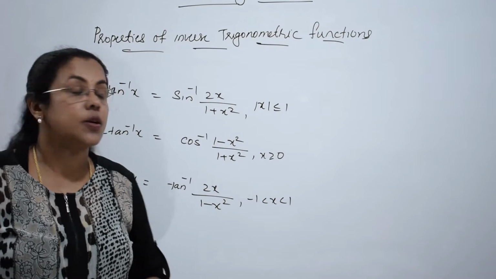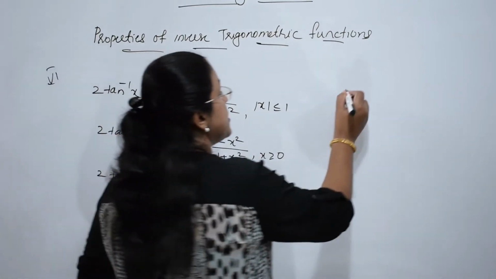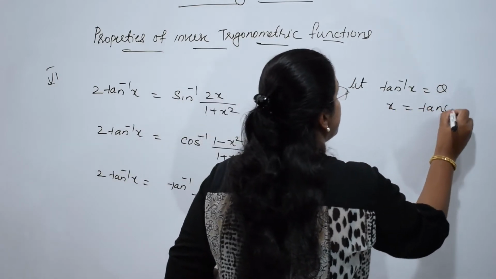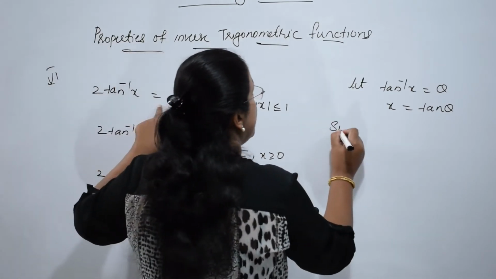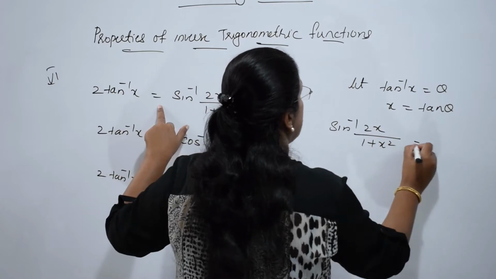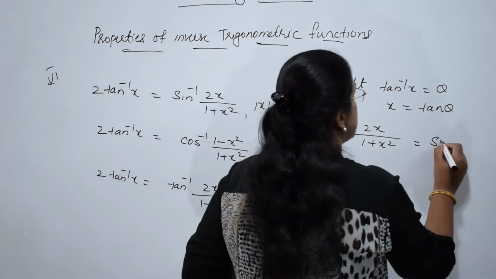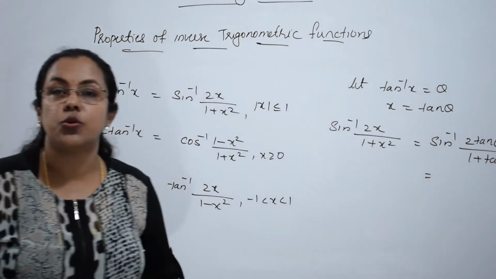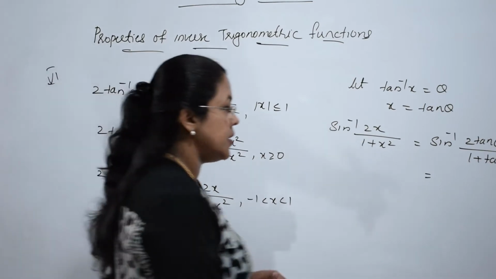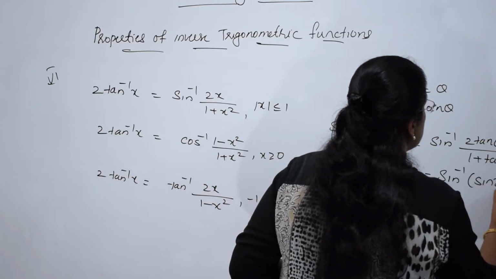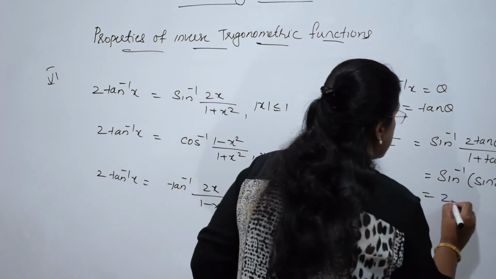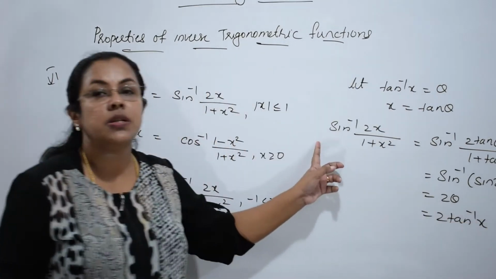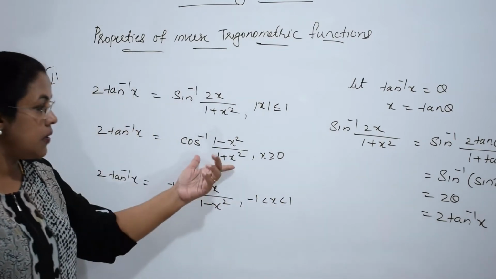First one, 2 tan inverse x is equal to sin inverse 2x upon 1 plus x square. How to prove this? Let tan inverse x is equal to theta, then x is equal to tan theta. Take the right hand side. Sin inverse 2x upon 1 plus x square can be written as, in place of x, write tan theta. Sin inverse 2 tan theta upon 1 plus tan square theta. You have learned last year 2 tan theta upon 1 plus tan square is nothing but sin 2 theta. So we can write it as sin inverse sin 2 theta, that is equal to 2 theta. What is theta? Tan inverse x. So 2 tan inverse x is equal to sin inverse 2x upon 1 plus x square. Similarly, we can prove the other two.